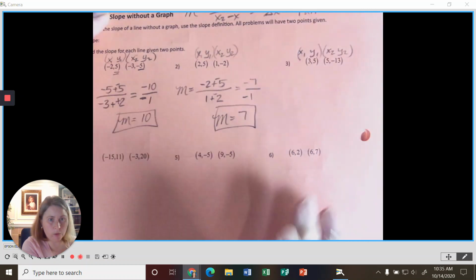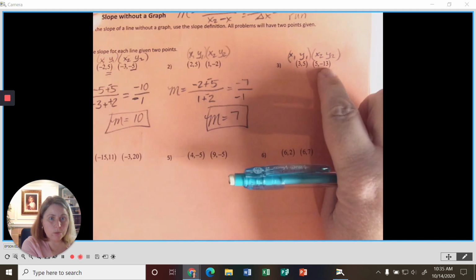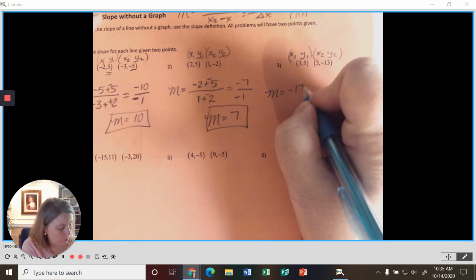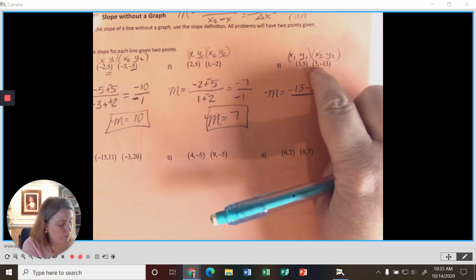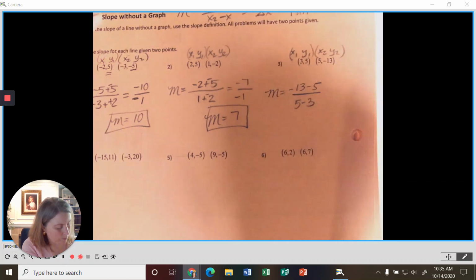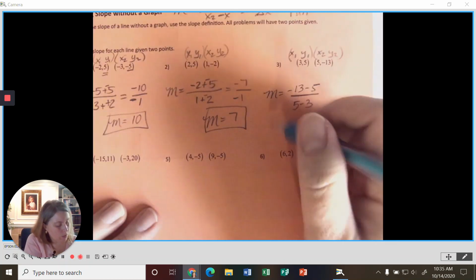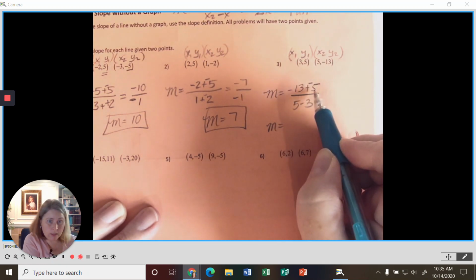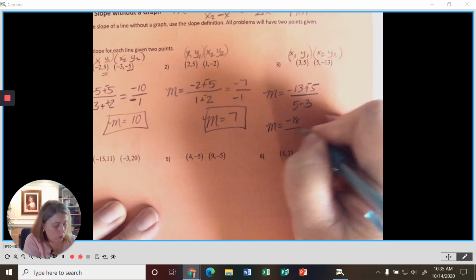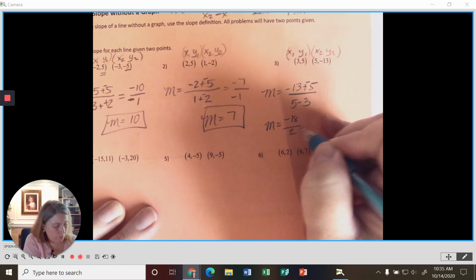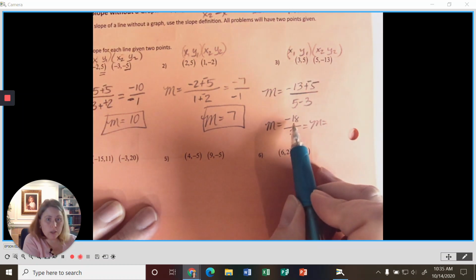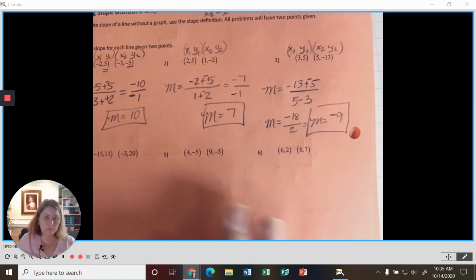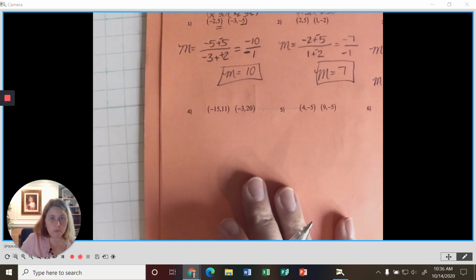Okay, decide which one you're calling point 1 and which one you're calling point 2. So we have negative 13 minus 5. Change in x, 5 minus 3. All right, so then equals, never subtract, add the opposite. So negative 13 plus negative 5 is negative 18 over 5 minus 3 is 2. So m equals, this simplifies to negative 9. Okay, number 4.